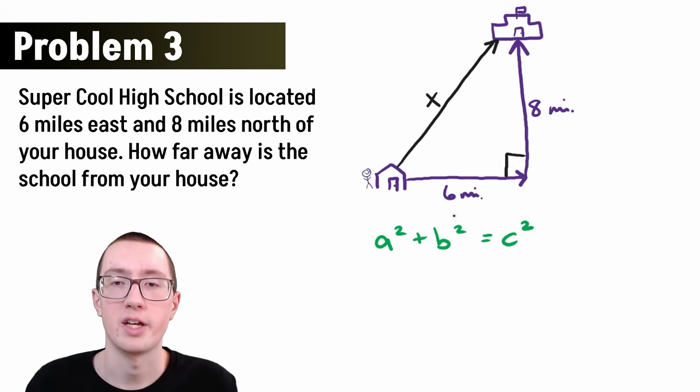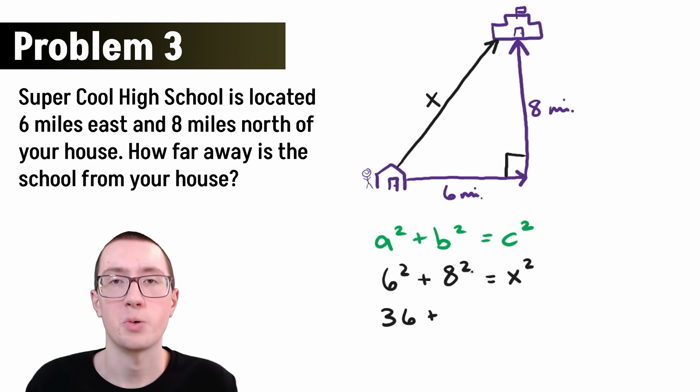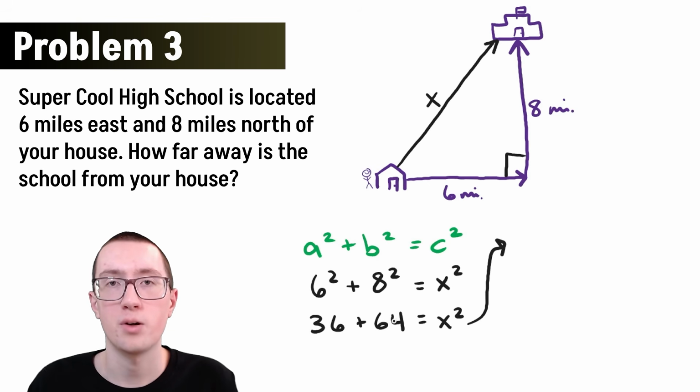So we'll just call this one a. So a is going to be 6. So 6 squared plus, and then we know that the other side is 8. So it's going to be 8 squared equals c squared. Or in this case, we're going to call it x because that's the number we're looking for. And now if we just simplify this down, we can figure out what x is. So 6 squared, that means 6 times 6, which is 36. And then 8 squared, that's 8 times 8, which is 64. And then the equals x squared just stays the same. So 36 plus 64, you can put that in your calculator, you'll get 100.